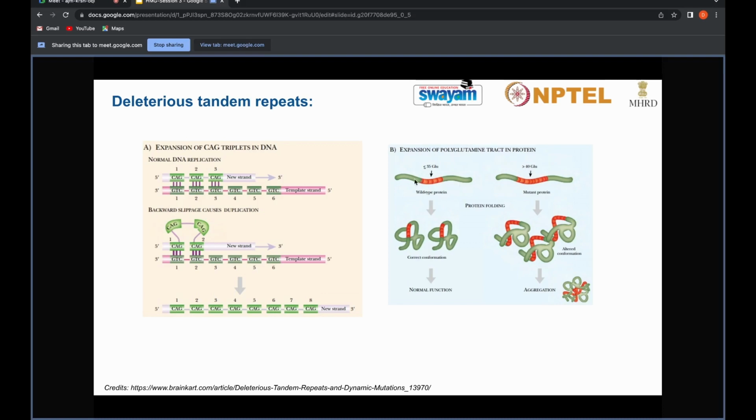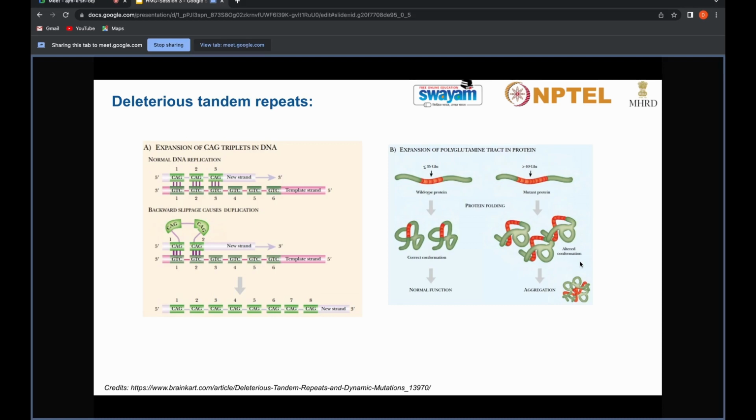In this they have shown the wild type protein. If these repeats are below 35, the protein will fold into a correct conformation. Conformation is generally the folding of the protein, and that is very important for the protein to function. Whenever it folds properly, it will perform normal functions. But what happens if more than 40 glutamine tracks are present? It will be a mutant protein and it will not be able to fold properly. So there will be altered conformation.